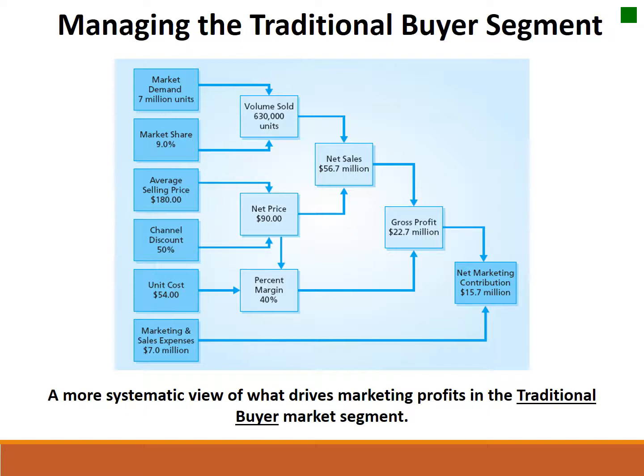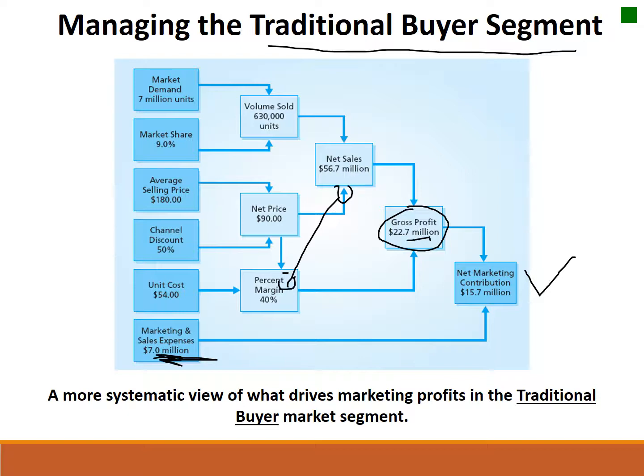Finally, we'll wrap up here with another flow chart, two more pieces here. A flow chart that shows the traditional buyer market segment, and again walks through reaching the net marketing contribution at the end. And again, we can do this for each of the 3 different market segments that we have. We calculate the gross profit, which is the multiplication of net sales and margin. And then we use gross profit and our expenses here to calculate our net marketing contribution. So that again is an illustration, if it's easier for you to understand the process through a flow chart.